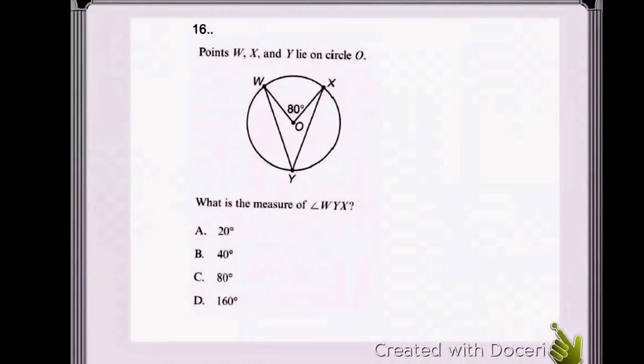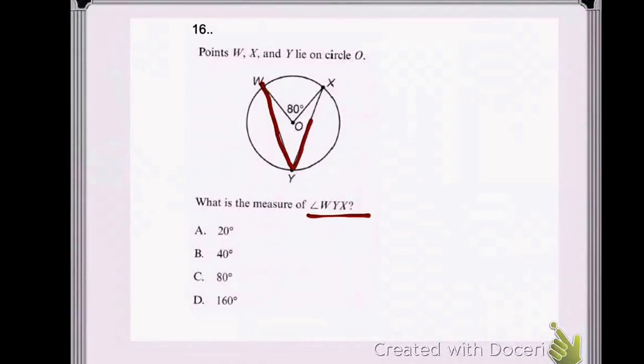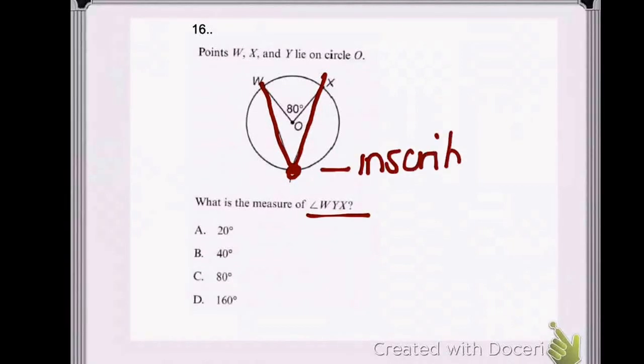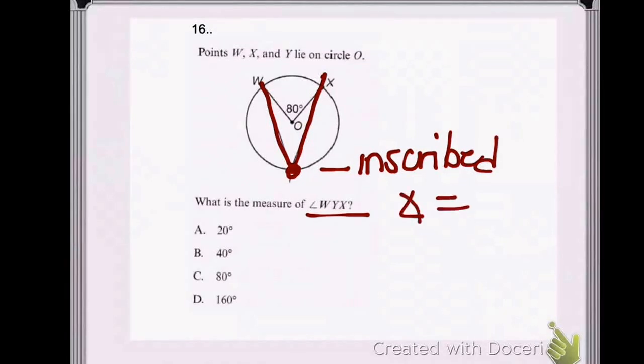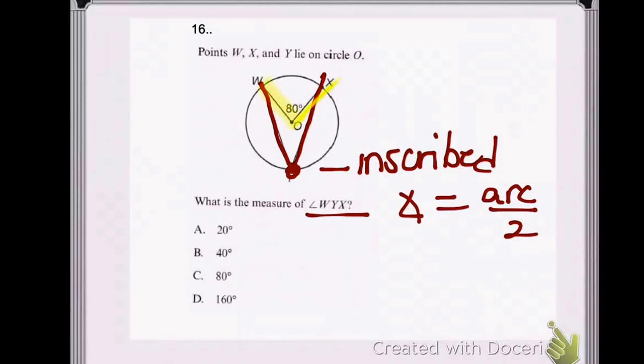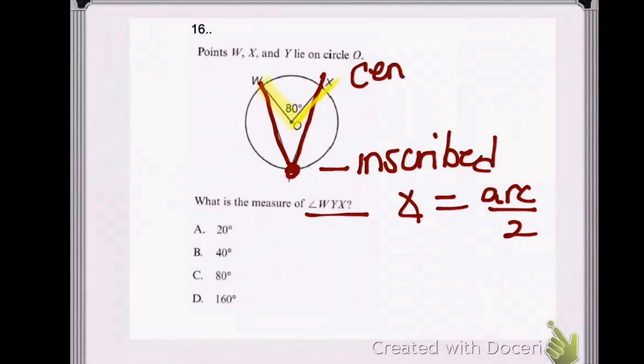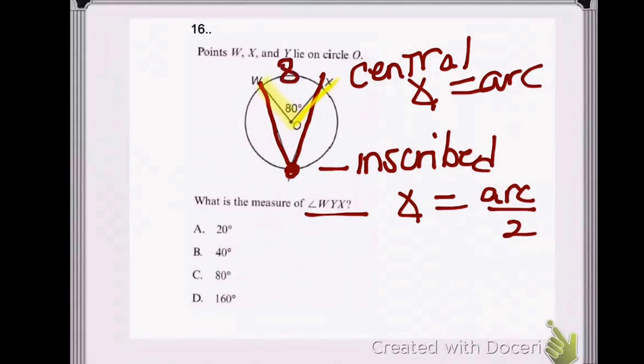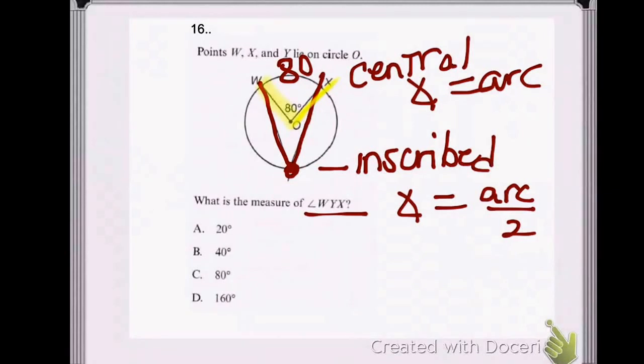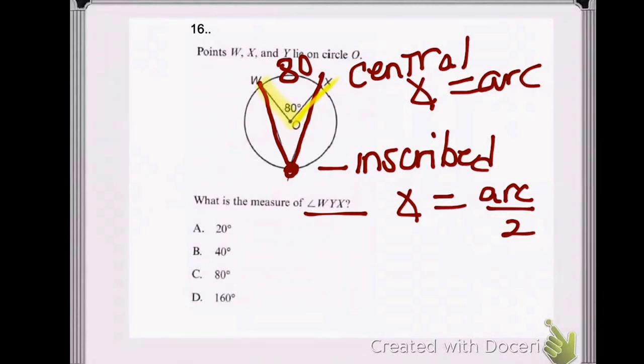And the last one, what is the measure of angle WYX? If I trace WYX, there's my angle. Notice that its vertex is on the circle. So it's called an inscribed angle. Therefore, I know that the angle equals the arc divided by 2. I can also look at angle WOX. That is a central angle. And I know that this angle equals the arc. So if that angle's 80, that arc's 80. So if I want to find my inscribed angle, I need to divide that 80-degree arc by 2. So my answer is going to be 40.